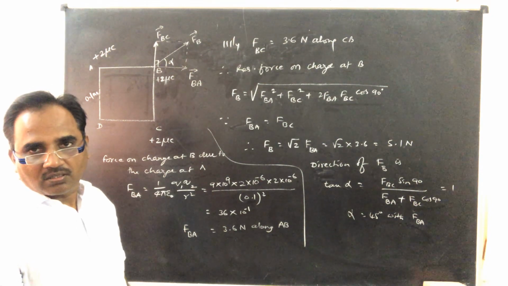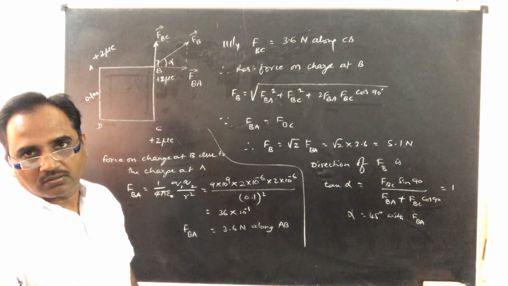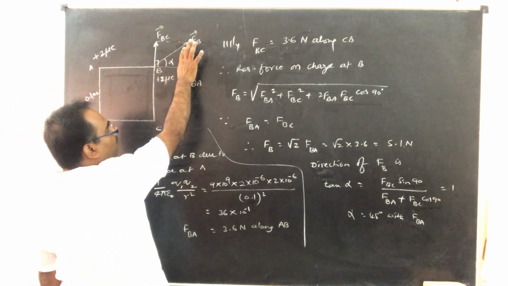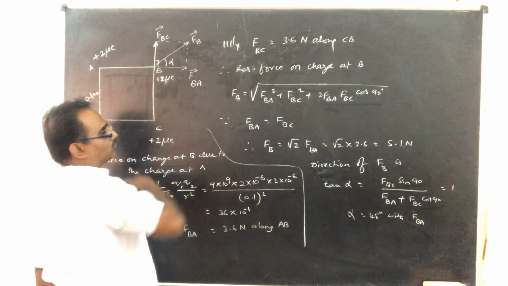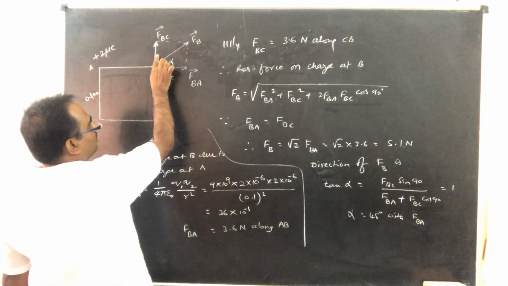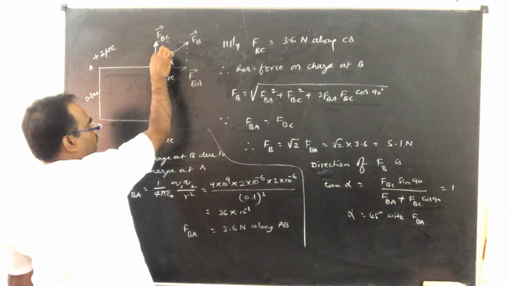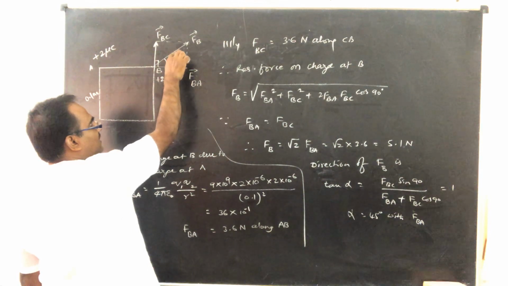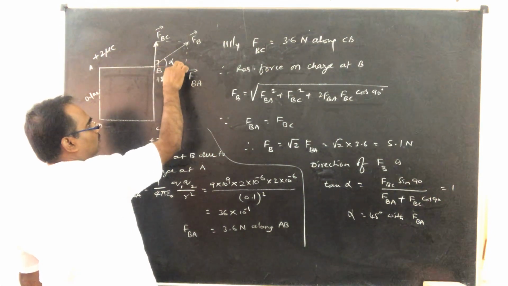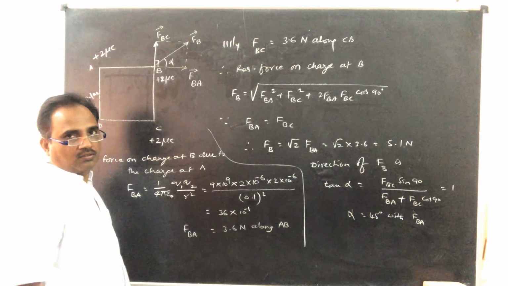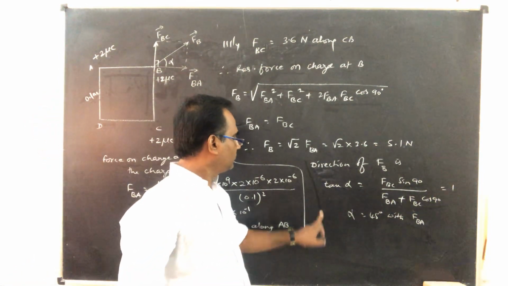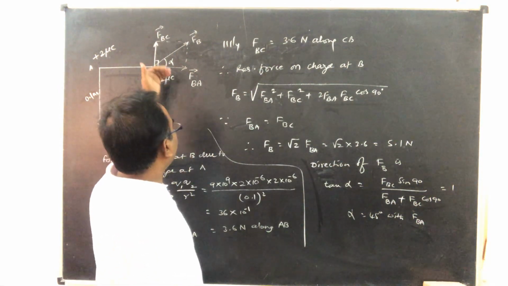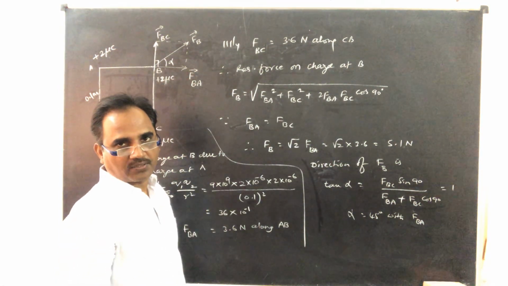Or otherwise, just by common sense, you can say that this resultant will be making equal angle with both, because when these two components are equal in magnitude, obviously their resultant will be making equal angle with both. That means this 45 and this 45. So even without doing this calculation, simply you can write that the resultant makes an angle of 45 degree with FBA or FBC.